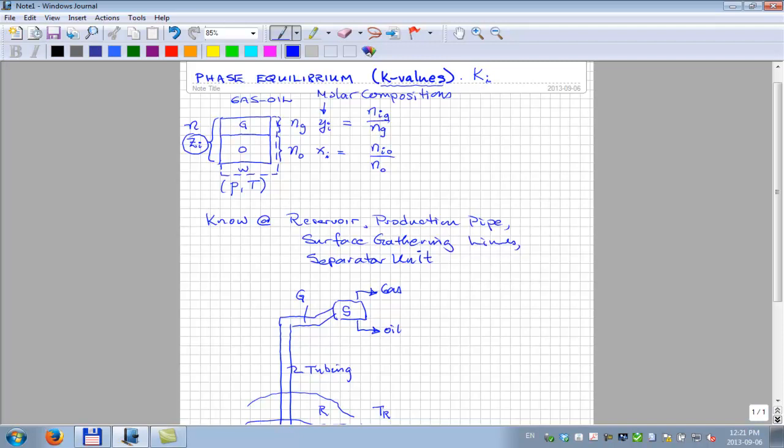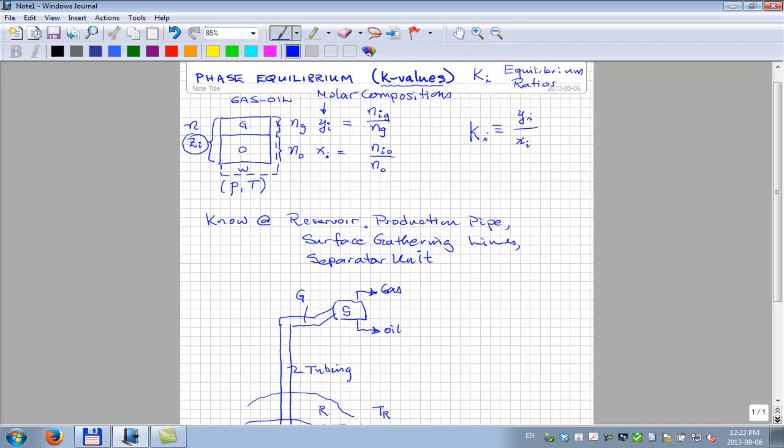And those equilibrium ratios are sometimes referred to as Ki, where they're defined as the ratio of the mole fraction of component i in the equilibrium gas phase, divided by the mole fraction of the component in the equilibrium oil phase. And remember, we talked yesterday, if you have two phases together, then we know the two phases are each saturated. It's a saturated oil and a saturated gas, and that's distinguishing, so we can actually well define the phases.